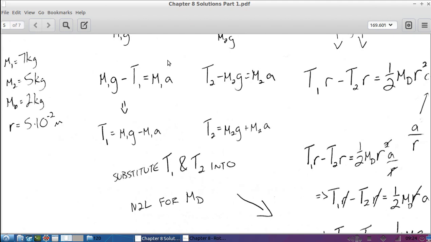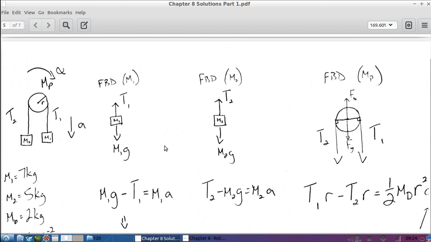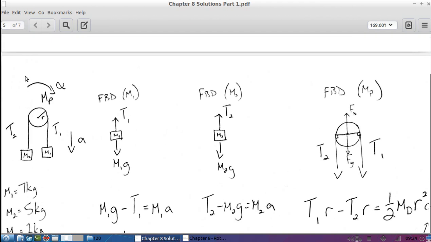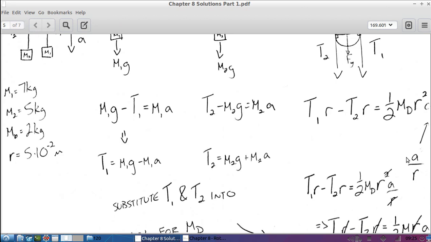So I'm going to take this expression, solve it for T1, this expression, solve it for T2, and then I'm going to substitute both of them in for this. So I'm going to get rid of the T1 and T2, and I'm going to only have A left. Now remember, just like with the bucket, any object that's rotating, this angular acceleration is related to this linear acceleration by this relationship. Alpha is A over R. So anytime I see an angular acceleration and I'm asked for A, I'm going to substitute A over R in for alpha. So here we go.